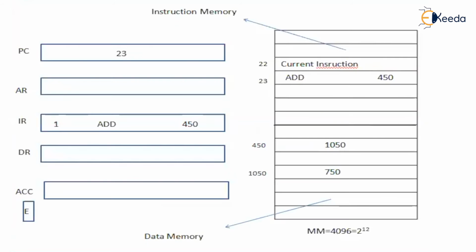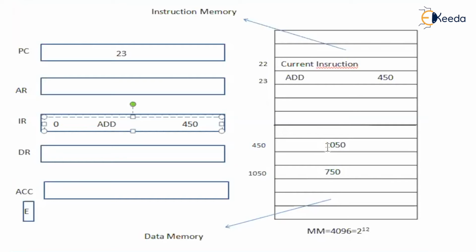Now let us see what an effective address is. If it is a direct address, 450 is the effective address. Go to the main memory, and in 450 itself, the operand is available. If it is an indirect address, 450 cannot be the effective address. 1050 will be the effective address, because in the 1050th location, the operand is available. So an effective address is an address in which the actual operand is available. In the direct addressing mode, the actual operand is at the 450th location, so 450 is the effective address.